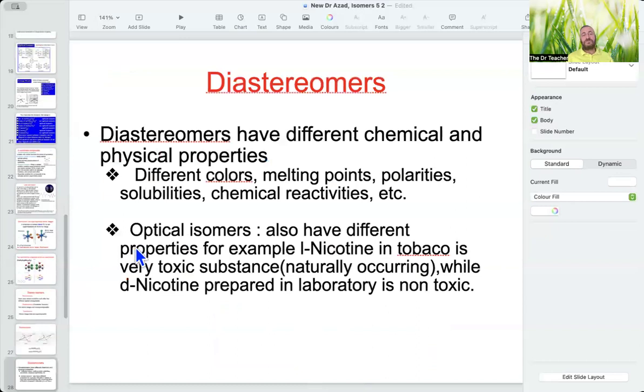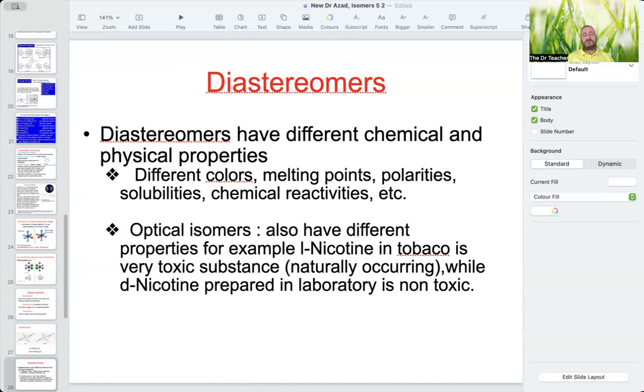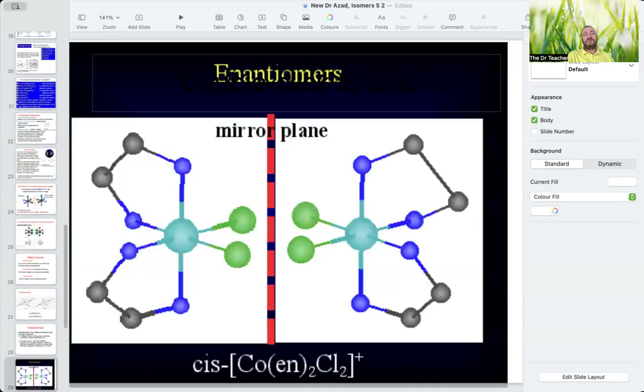But the optical isomers also have different properties. For example, nicotine in tobacco is very toxic, naturally occurring, while D-nicotine prepared in the laboratory is non-toxic. There is L-nicotine, there is D-nicotine as well. Enantiomers are mirror images, and you can see another example.